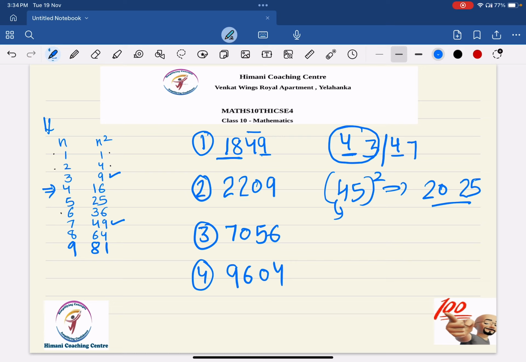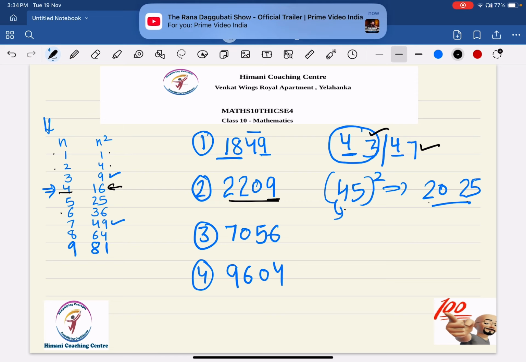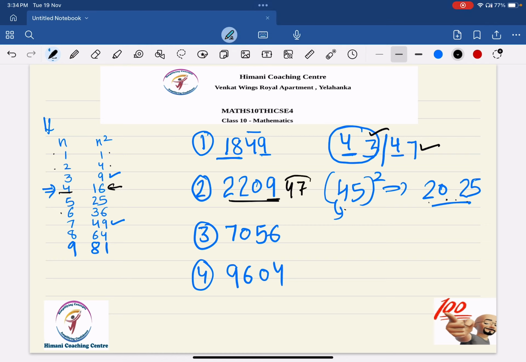Okay. Now I have deliberately kept the next question, which is 2209. Let us look at this number. Again, the unit digit is going to be either 3 or 7, and the number whose square is just less than 22 is still 4. Now we will say 45 square gives me 2025. 2209 is greater than 2025. So square root of 2209 is going to be 47.